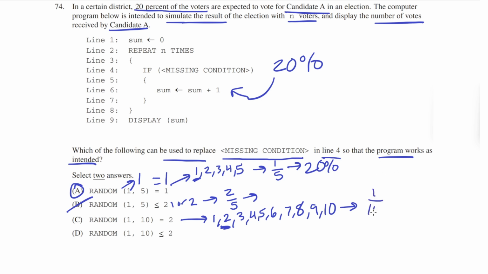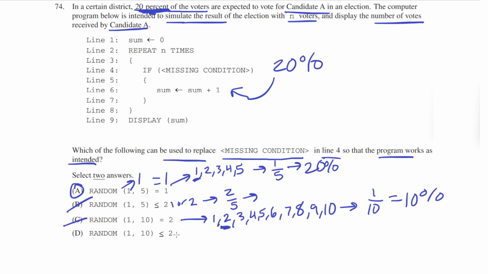So this is a 1 out of 10 chance that the if statement is true, and this is equal to 10%, but this is smaller than the 20% that we need, so that means that the sum that we're going to display is going to be less than the expectation for the number of votes the candidate A will receive. So C is not correct.